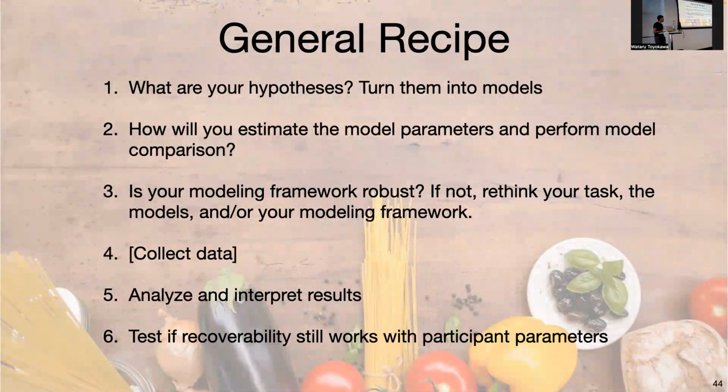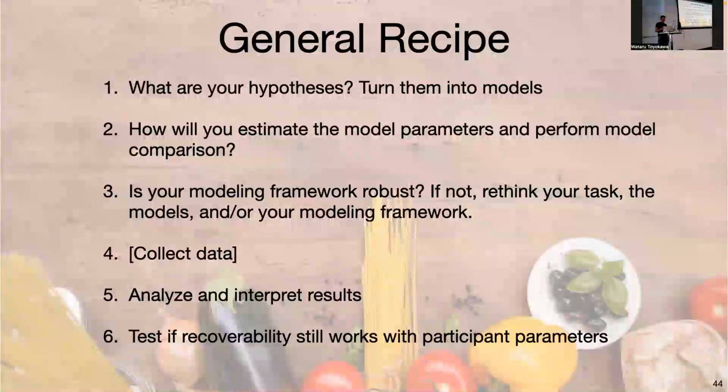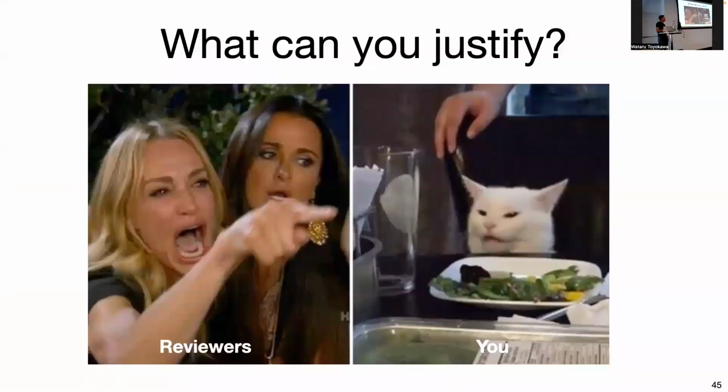And this is step 6. Test if your recoverability still works with the actual participant parameter ranges that you get. And like I said previously, ultimately, this is just a general recipe. Ultimately, what you're going to have to do is whichever you can justify to reviewers, right? And this is ultimately the main guiding principle.